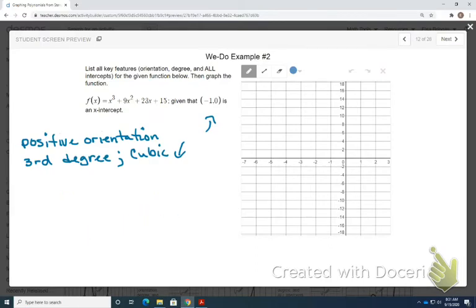So we're going to use the x-intercept that is given. So the 0 for that would be x equals 1.